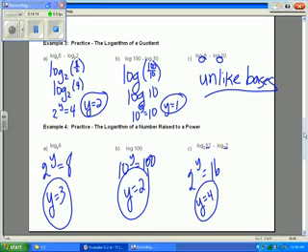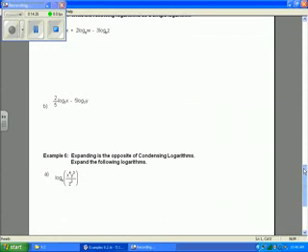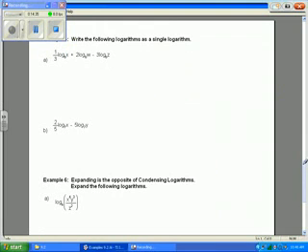Okay. Now we're going to do probably the most unnatural part of this, but like I said, this is precursor skills to 9.3 and 9.4, so just bear with me. Here we go. Write the following logarithms as a single logarithm. Okay. Tell me about this 1/3.